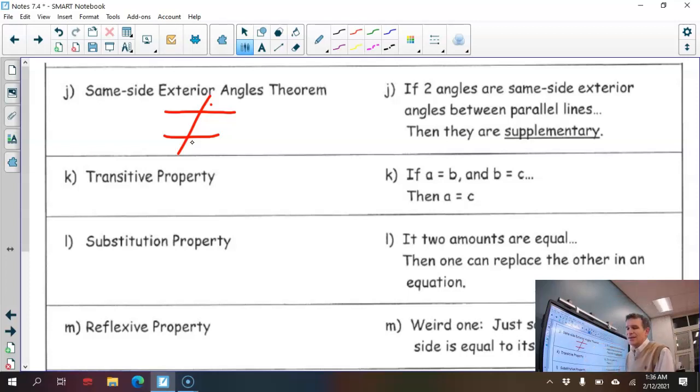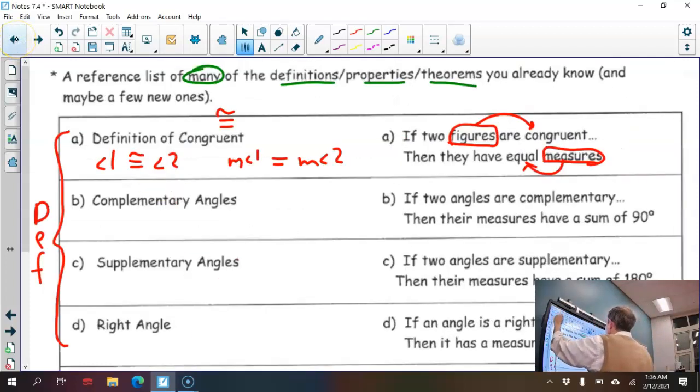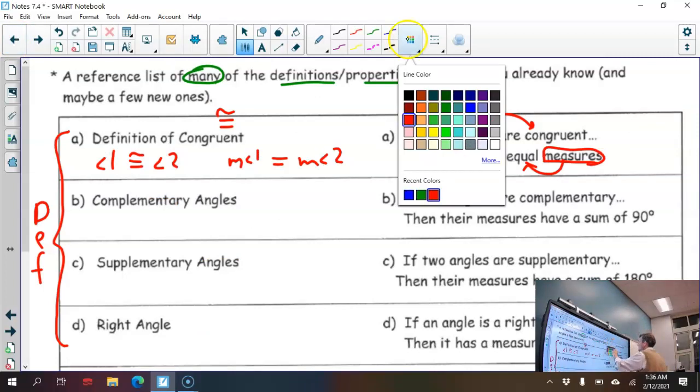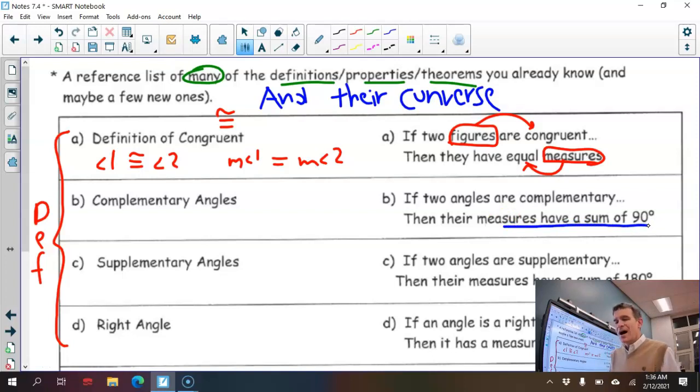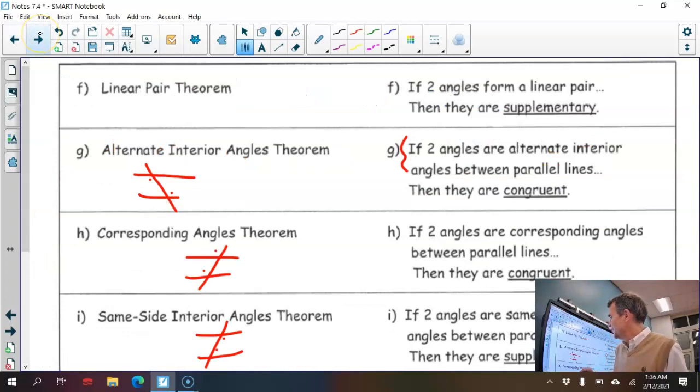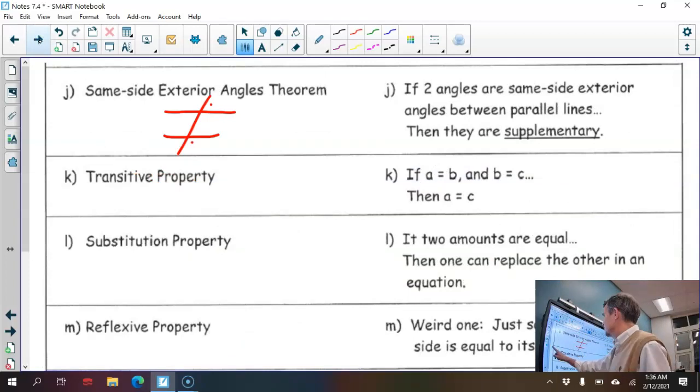All right, by the way, all of these definitions and all of these theorems that I'm giving you, we could actually double them because we could say, and their converse. All right, so I could say if two angles have measures that have a sum of 90, then they are complementary, right? The converse works for all of these as well. So there's actually double the amount here. All right, where was I? Let's finish up. We're going quick here.